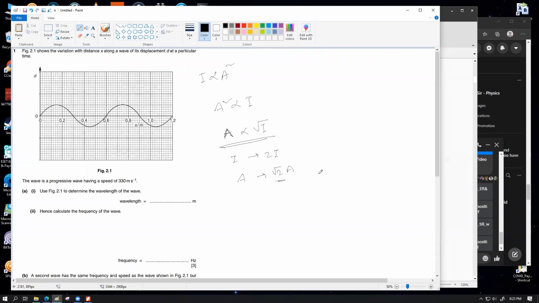So in this case, we have to draw a second wave, which is going to have root 2 times the amplitude of this wave. Now have a look over here. On the y-axis, we don't have any division mark. We don't have any scale, but we have divisions. And you can see that the given wave has an amplitude of 5 divisions.